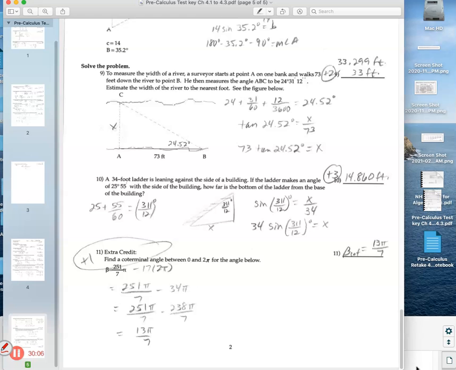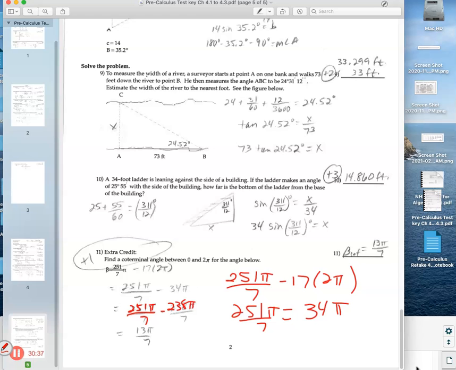And this was, in fact, let me rewrite that part too. So we had 251 pi over 7, and we need 17 times 2 pi. But we're going to need a common denominator to make that work. And our denominator here is 7, so that's where we get to this point. And again, kind of hard to read here. We've got the 251 pi over 7 minus 238 pi over 7. And you just do your subtraction and you get 13 pi over 7.